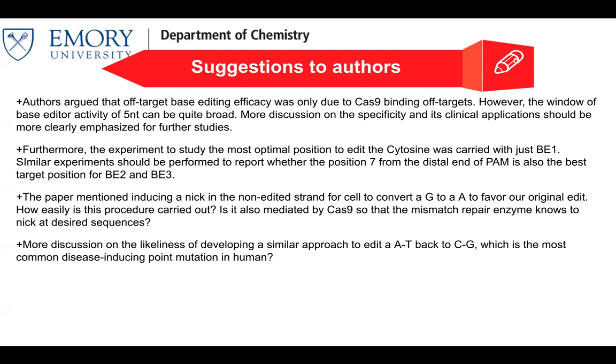And then they also should discuss the likelihood of developing a similar approach to edit AT back to CG, which is the most common disease-inducing point mutation in humans. And if there are major challenges to why this is not possible, then it should also be included in there just so that other authors who are interested in further developing this method know where the starting point is.